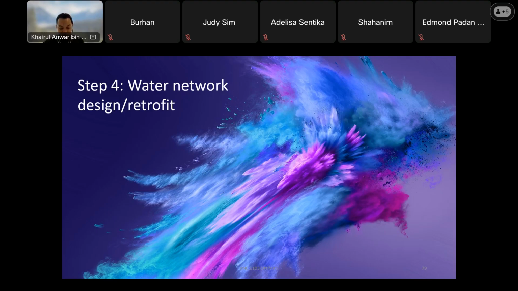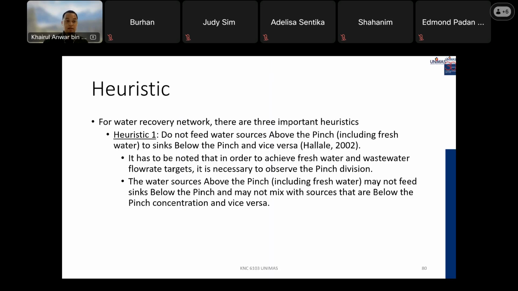So once we identify the minimum utility target, either the fresh water or the wastewater, we need to design the water network. For the water recovery network, there are 3 important heuristics. The first one is: do not feed water source above the pinch, including fresh water, to a sink below the pinch and vice versa.